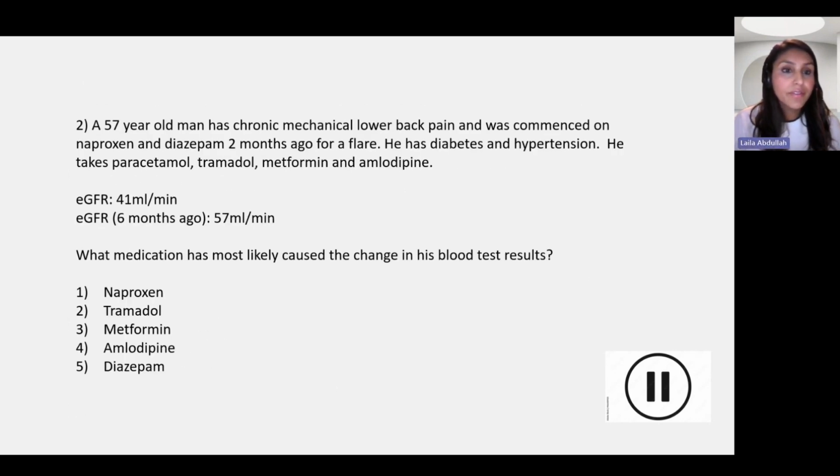Okay, so in this question, a 57-year-old man has chronic mechanical lower back pain and was commenced on naproxen and diazepam 2 months ago for a flare. He has diabetes and hypertension. He takes paracetamol, tramadol, metformin, and amlodipine. His eGFR is 41 and was 57 6 months ago. So what medication has most likely caused a change in his blood test result? Naproxen, tramadol, metformin, amlodipine, diazepam.